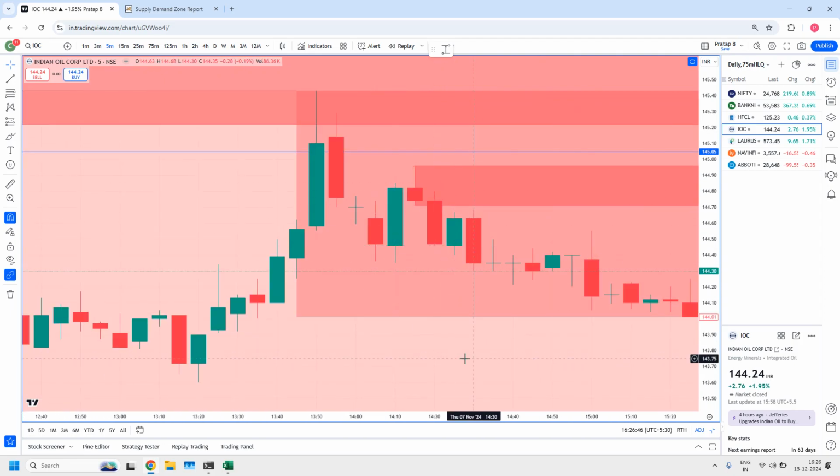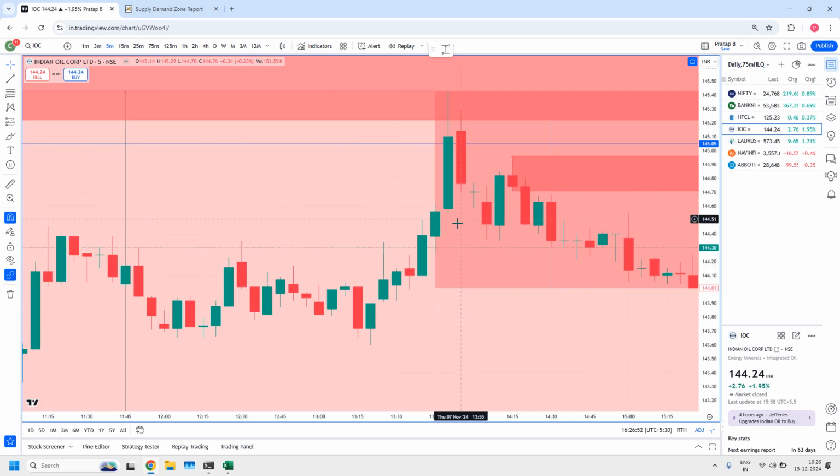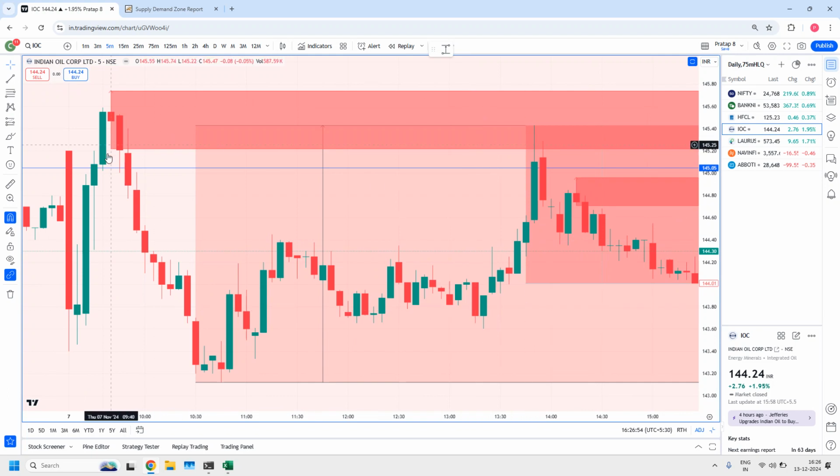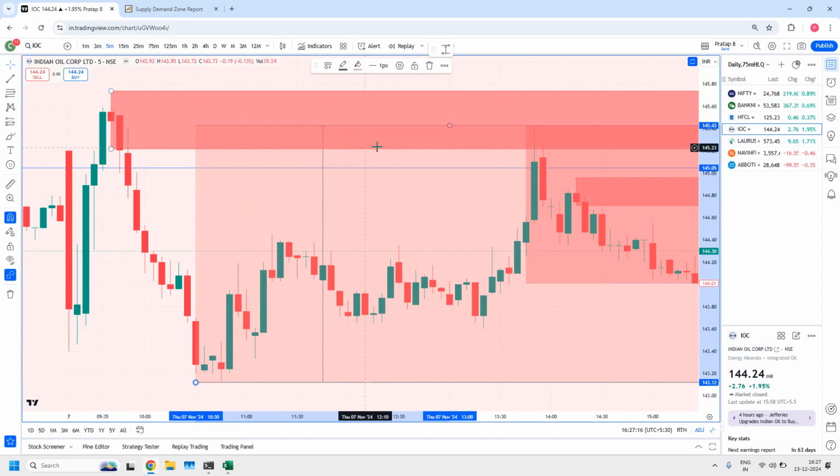Rally, base, drop. We have a fine tuned zone, rally, base, drop. Apart from that, we are also having a rally, base, drop and follow through candles. This is the 5 minute zone as a horizon to this entire 75 minute fine tuned zone. This is the 75 minutes fine tuned zone. For this 75 minutes fine tuned zone, this rally base drop is acting as a horizon.